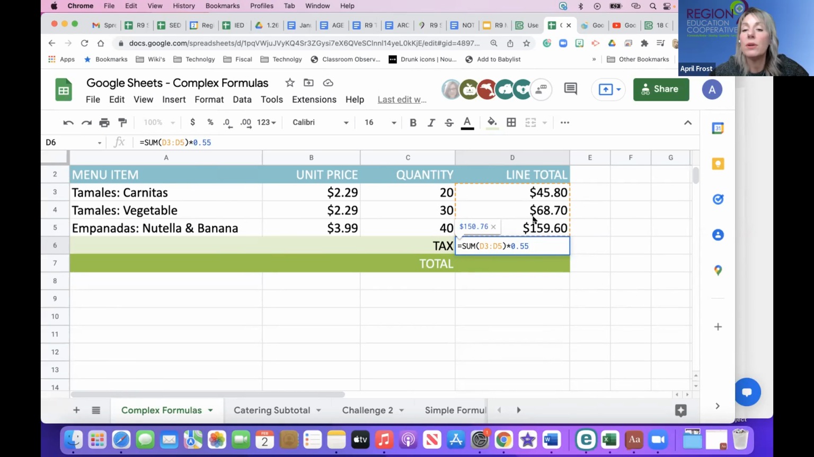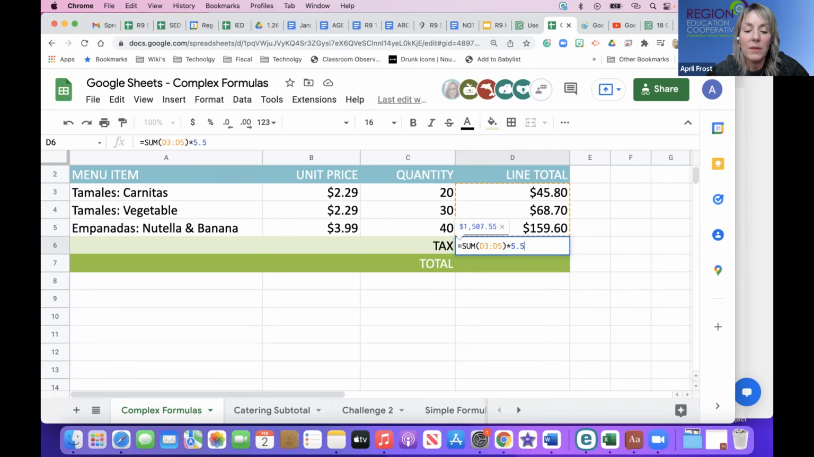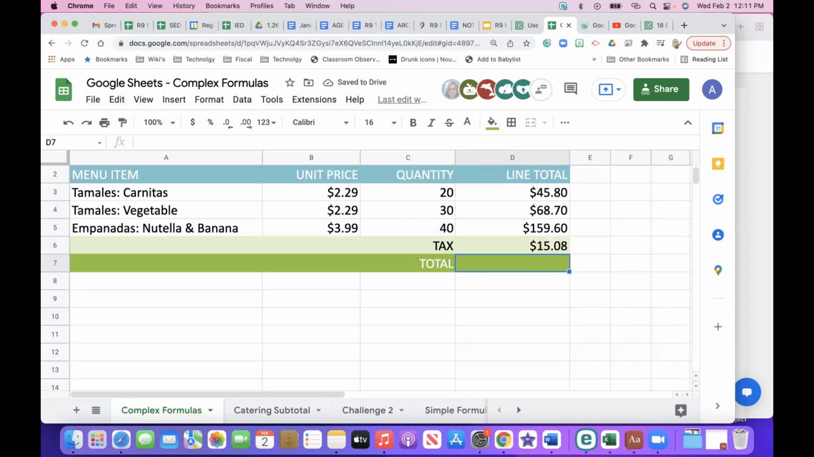Okay, so if I used percent after this, it would work? Is that what you're saying? Well, not at 0.55. If you want 5.5, you'd have to do 5.5%. Okay, so 5.5%, and it's going to be able to read it. Or like I said, 0.055.